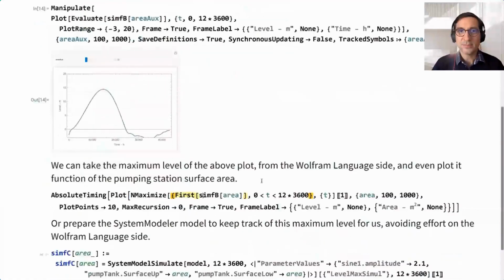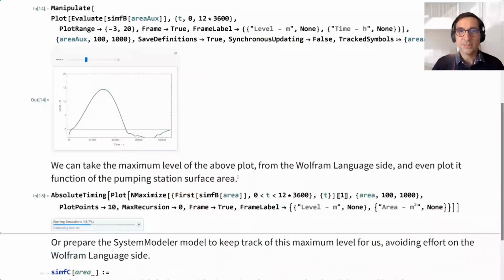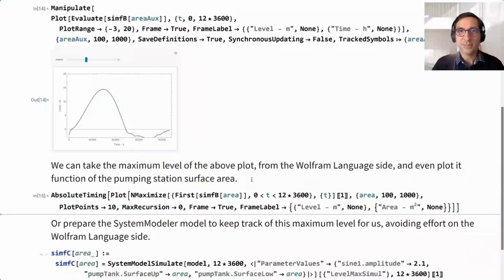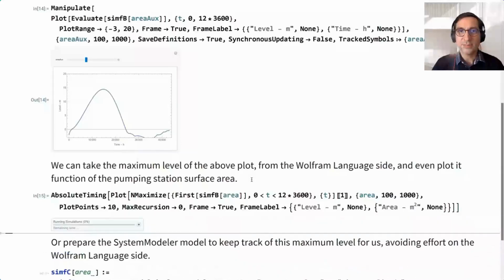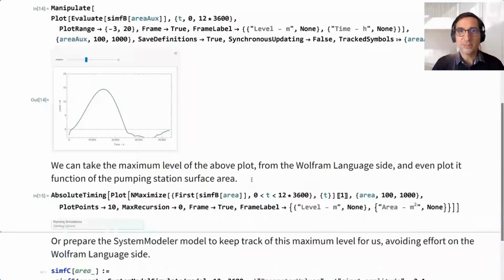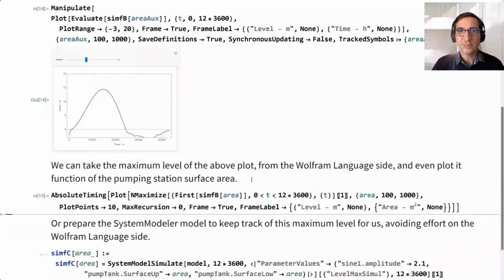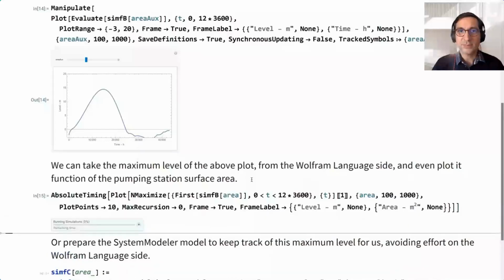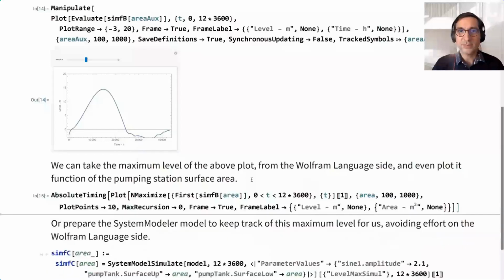The Wolfram language can, of course, extract the maximum level for a surface, an area, and it can do that for several areas, because it can be interesting to have an idea of the max level versus the surface we built for this pumping station. And that's what is being calculated now. You can see that several simulations are being processed because we have 10 cases. And it takes a bit of time.